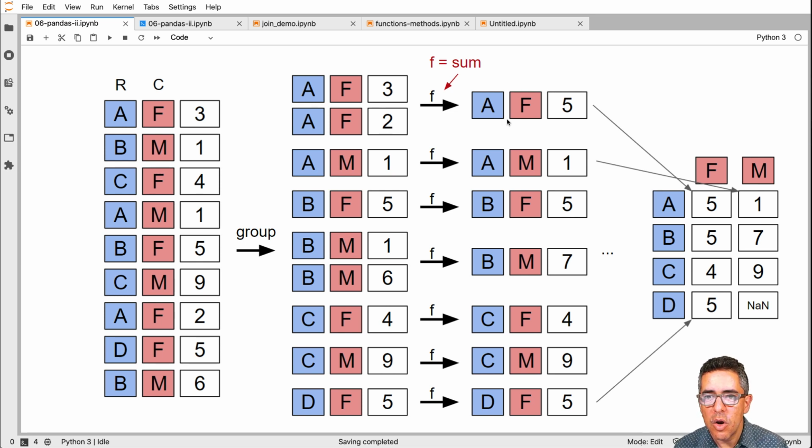But then when the resulting data frame is assembled, it's not assembled back the way groupby would, where after the aggregation function, this effectively becomes the index. That could be done. That would be a multi-index, but that's not what the pivot table does.